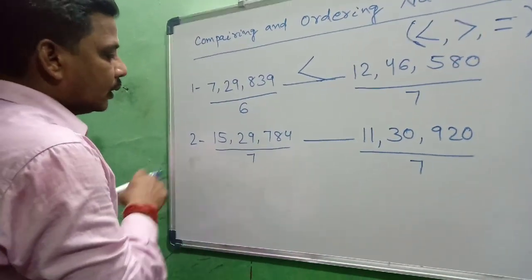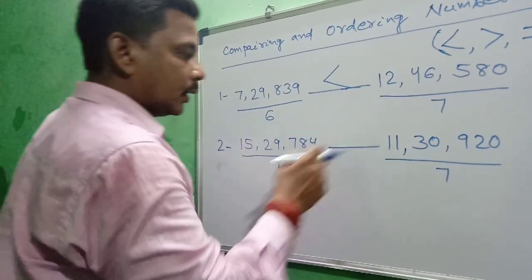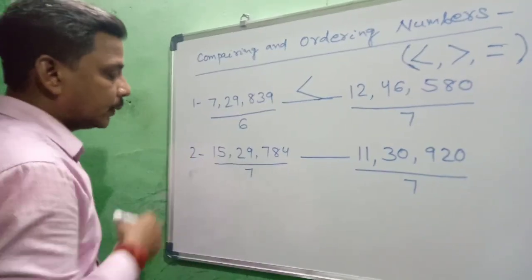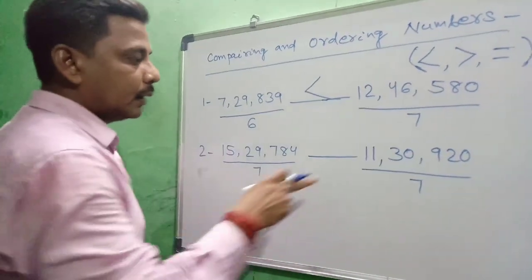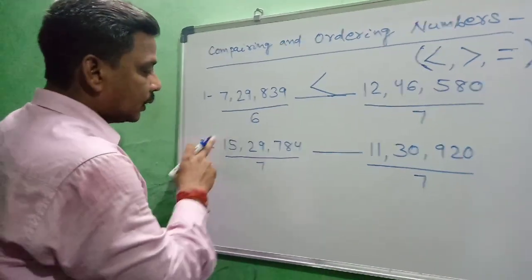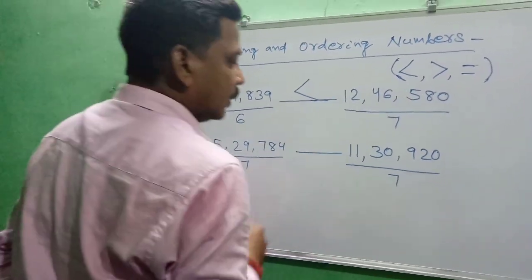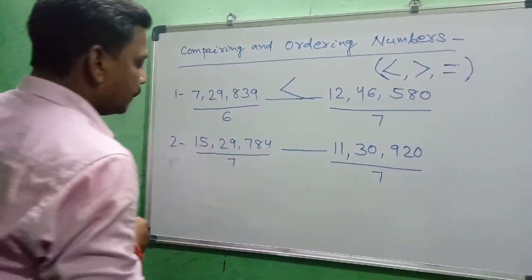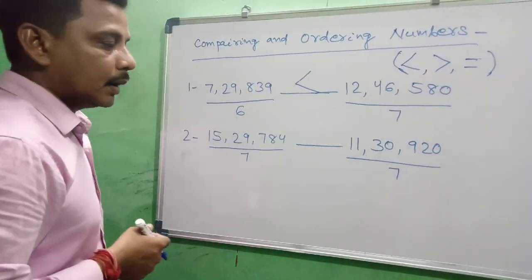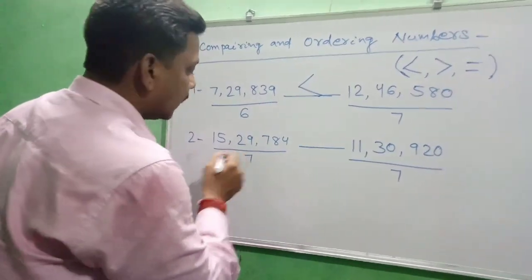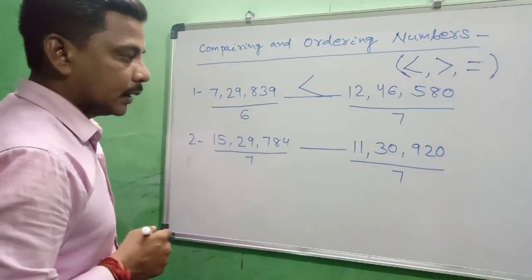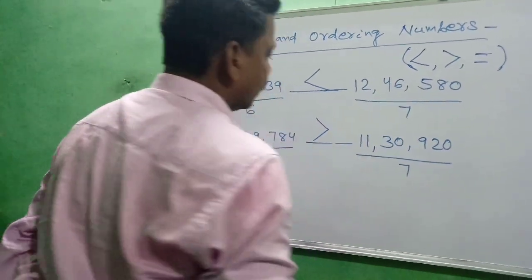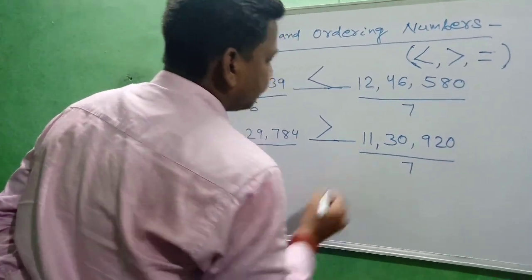Here in the 10 lakh place 1 is written, and here also 1 is written. Then we will move to the lakhs place. In the lakhs place, here is 5 lakh and here is 1 lakh. Means here 15 lakh is written, and in the other number 11 lakh is written. So 15 lakh is greater than 11 lakh. So 15,29,784 is greater than 11,30,920. In this way we can compare the numbers. Okay.